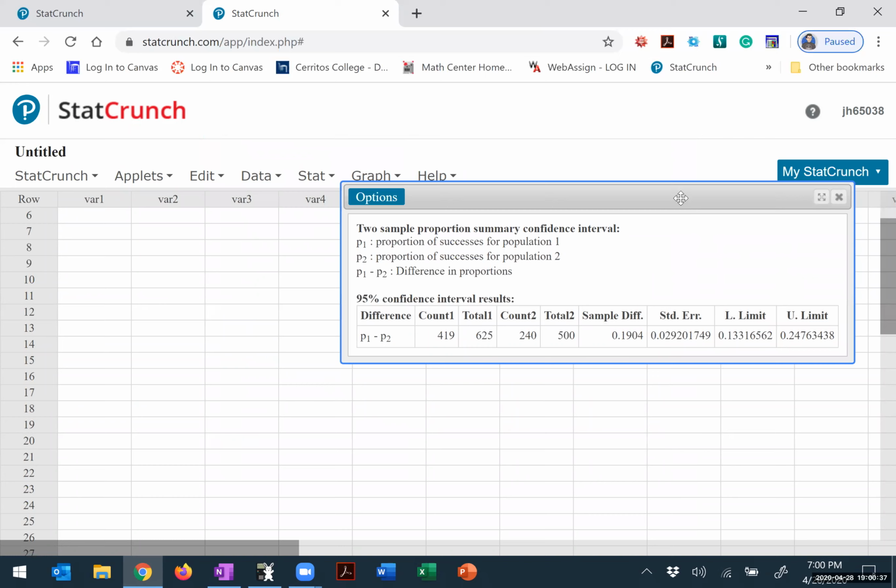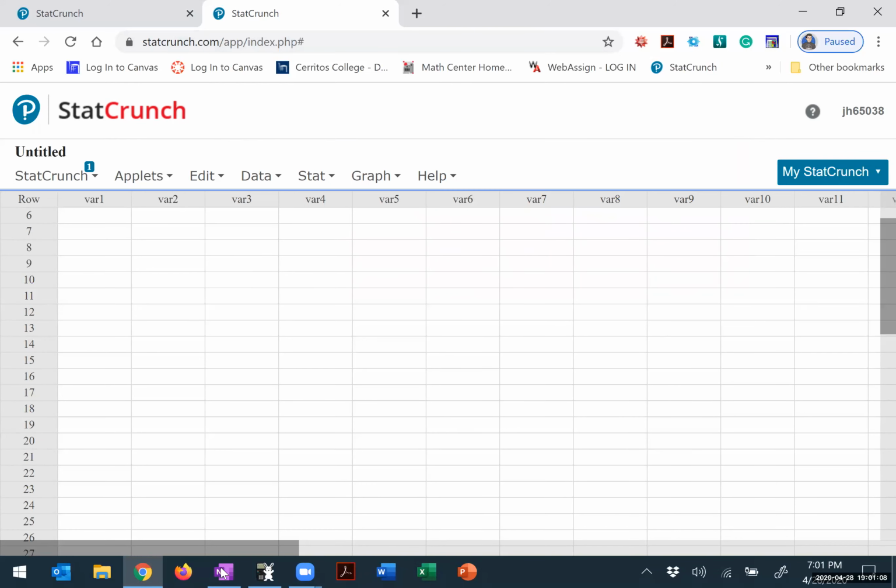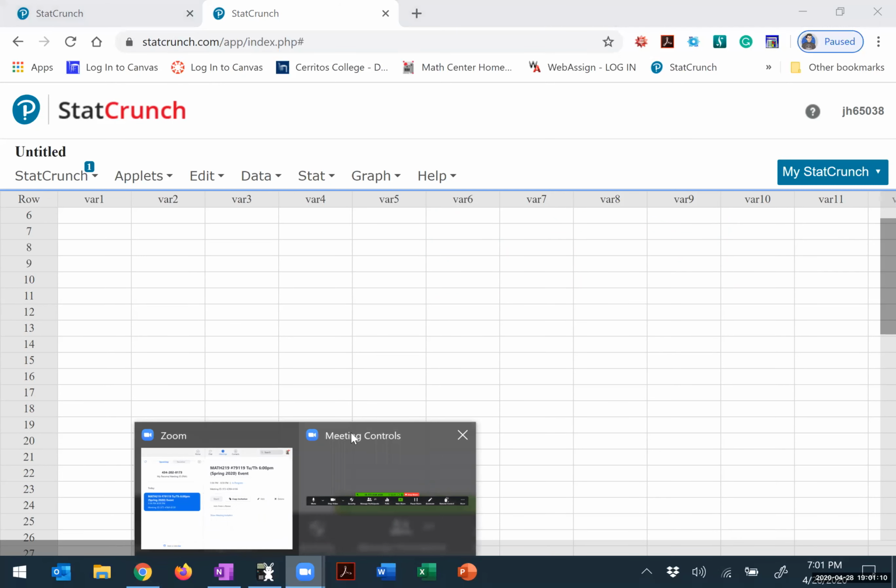And it gives me my lower limit and my upper limit as the same thing that I got in the calculator. And it says those are positive, which means that the proportion of population 1 was bigger than population 2, which 1 in this case was B, because it came first in that last sentence. So that's just how you would do it in StatCrunch, just to let you know.